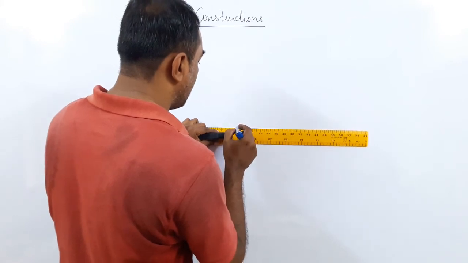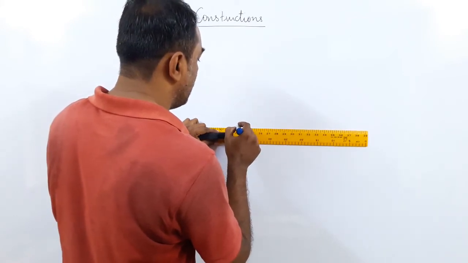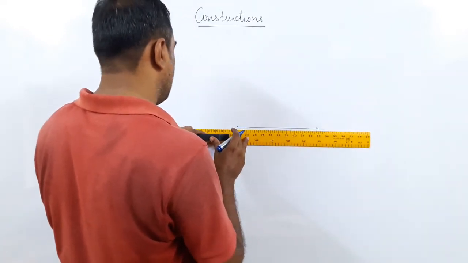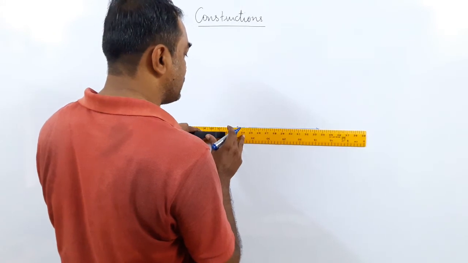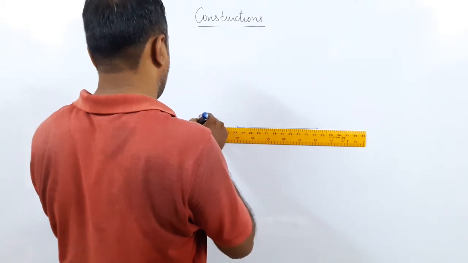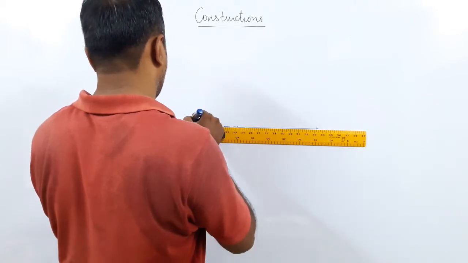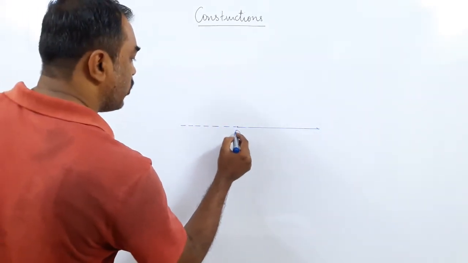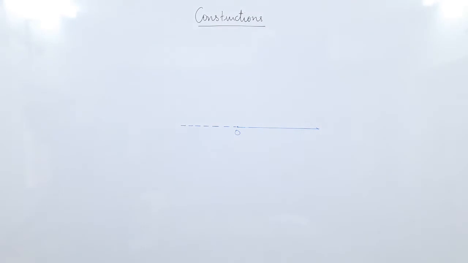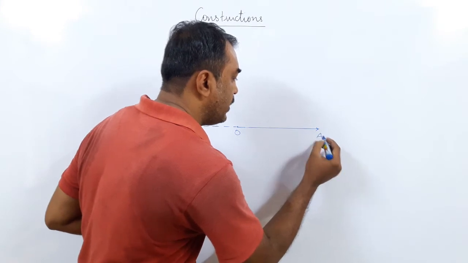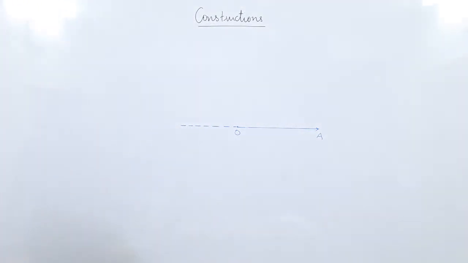Okay? So suppose I am starting with this point. So this is the point O, and this is my baseline. So what I am going to do is, I am going to draw a dotted line on the other side. Okay, so see what I have done. This is my point O, is the baseline. So I will write OA. OA is my baseline.